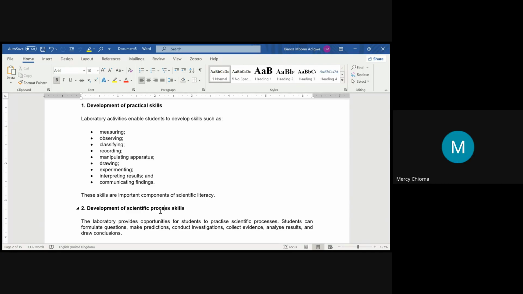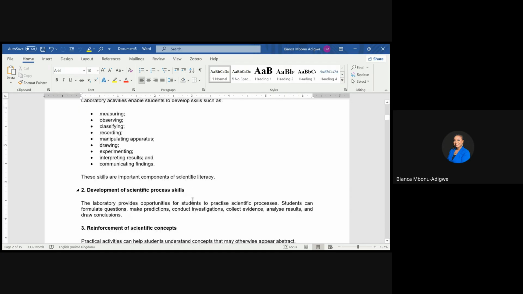Franklin says it encourages teamwork. And Lucia says it provides students with the opportunity to acquire practical skills in their course of study. Yeah, Lucia copied what I have on the screen. Good one, Lucia. We see you. Judith says it promotes critical thinking and better understanding. That is correct. So the laboratory helps us develop practical skills, some of those skills that we mentioned in 100 level: measuring, observing, classifying, all those science process skills. These skills are important components of scientific literacy.